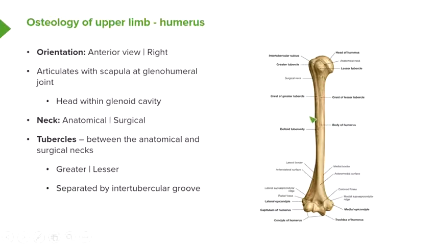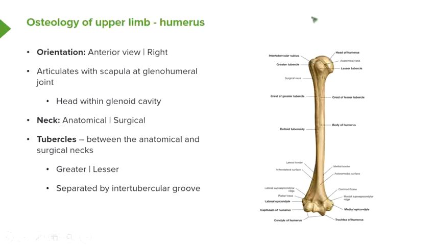So this is the anterior view of a right humerus. Here we've got the head of the humerus that will be articulating with the glenoid cavity. So the scapula would be positioned here. And this is the lateral aspect of the humerus. And we can see down here we have a structure called the lateral epicondyle. We'll come back to that later on.